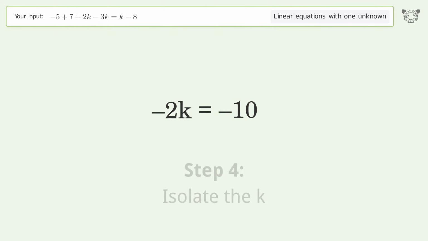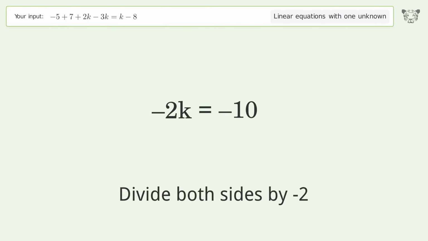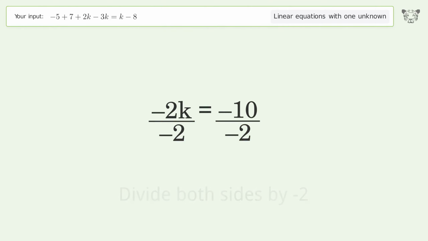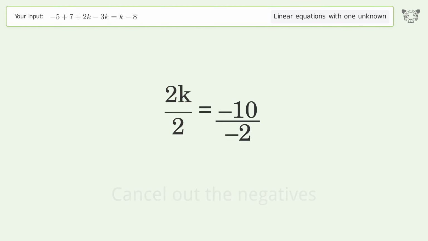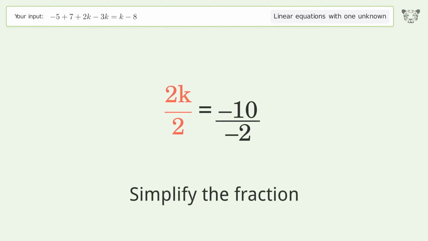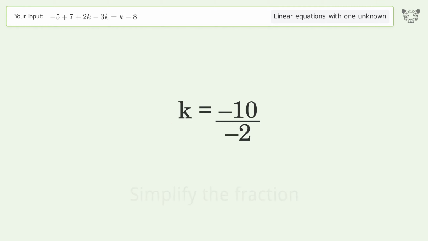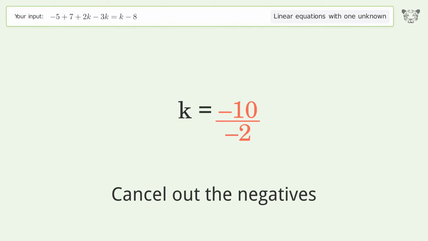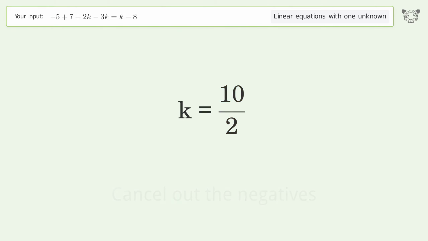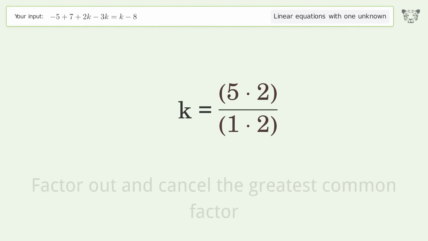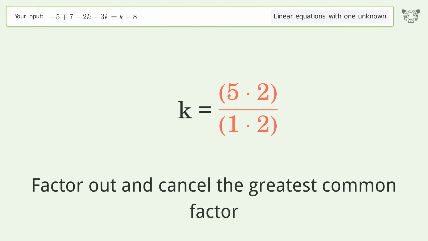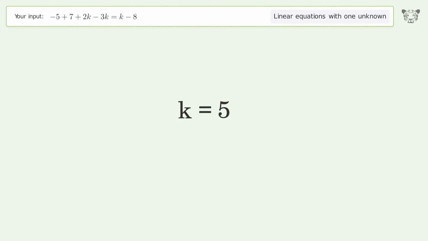Isolate the k. Divide both sides by -2. Cancel out the negatives. Simplify the fraction. Cancel out the negatives. Find the greatest common factor of the numerator and denominator. Factor out and cancel the greatest common factor. And so the final result is k equals 5.